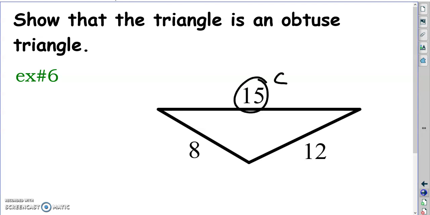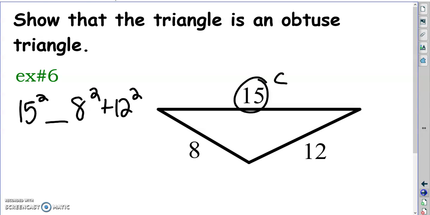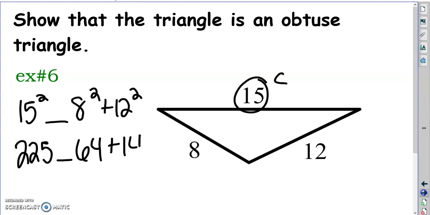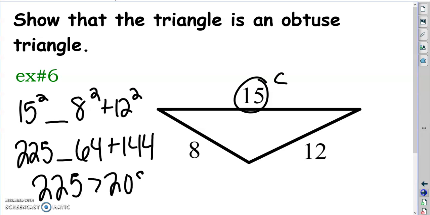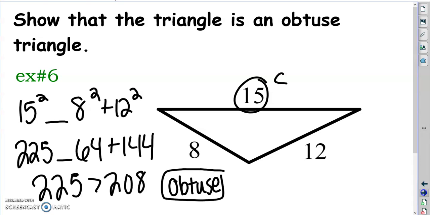So 15 is our longest side, so that's c. So c squared is what to a squared plus b squared? So 15 squared is 225, and that is what to 64 plus 144? Well, 225, oops, not 2,000. Whoops. 225 is greater than 208, which means that it is an obtuse triangle, just like they told me in the directions. So c squared was greater than a squared plus b squared, which made it an obtuse triangle.